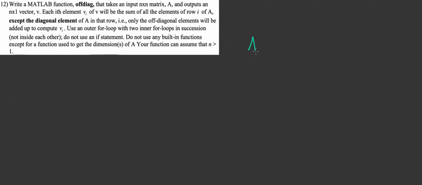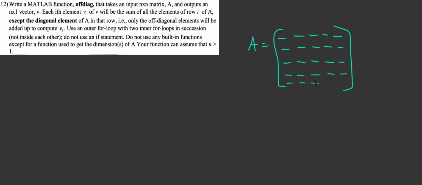So let's create an example. If A is a 5 by 5 matrix, so we have 5 elements in each row, we're going to take the sum of every single element except the diagonal elements. So anything on the diagonal, which I'm going to circle, will not be added. And then when we take the sum of each, we're going to get a column vector that has 5 elements, and that's equal to V, right? So this will be an arrow because that's our output.